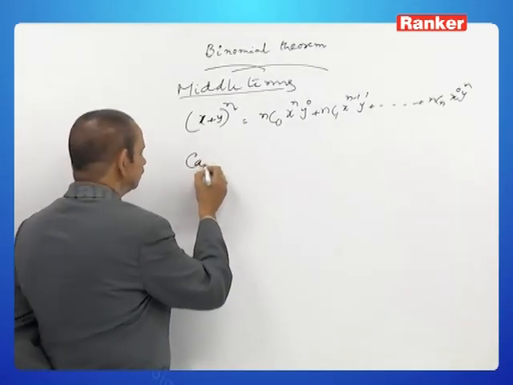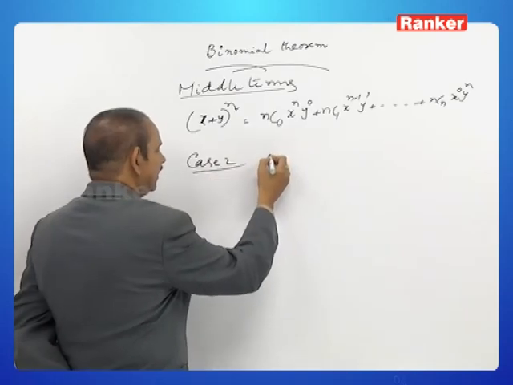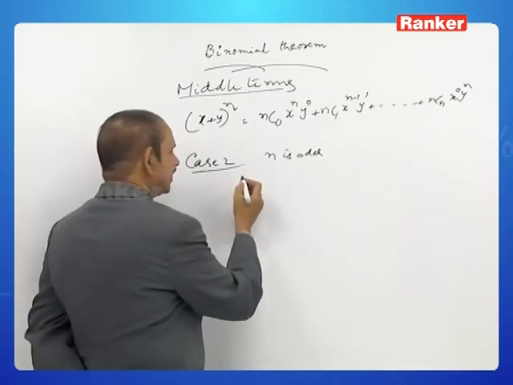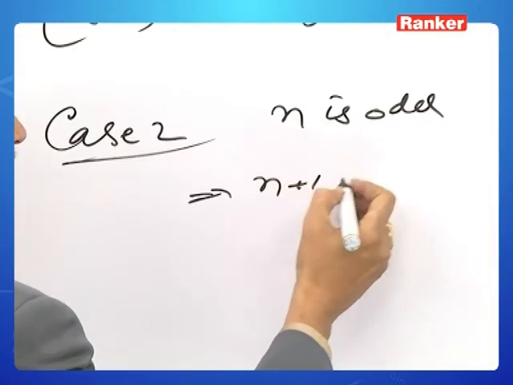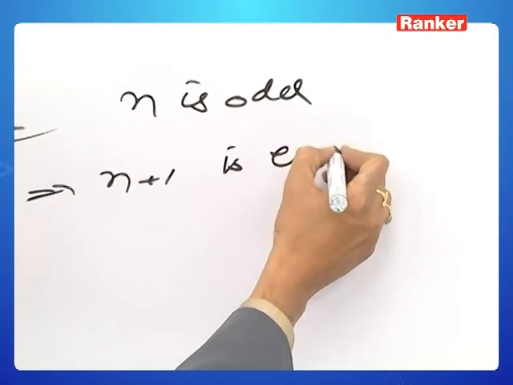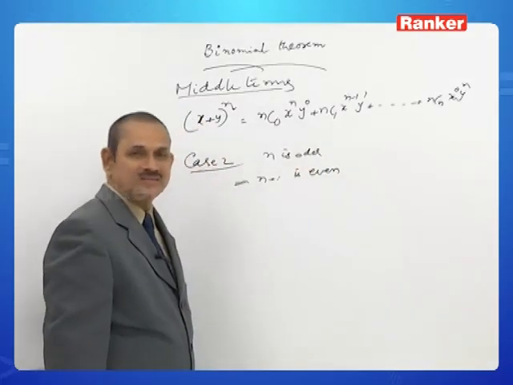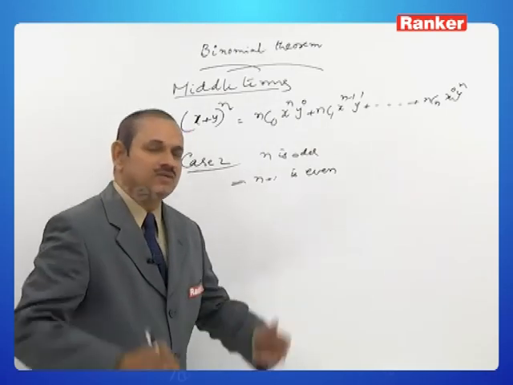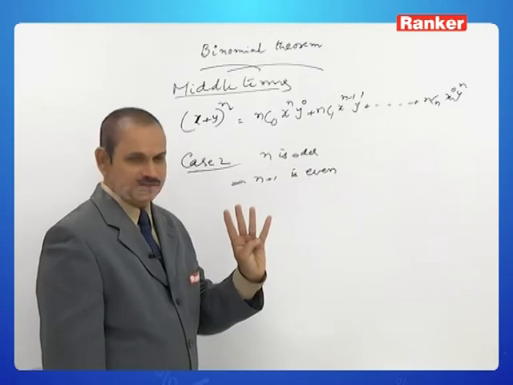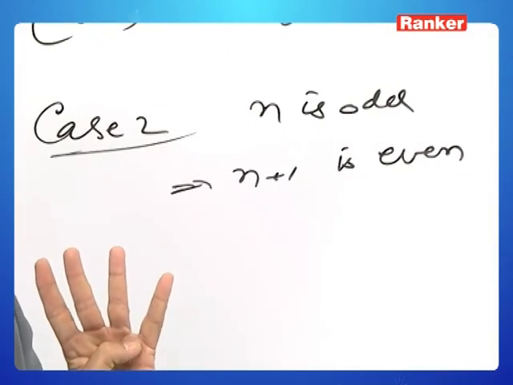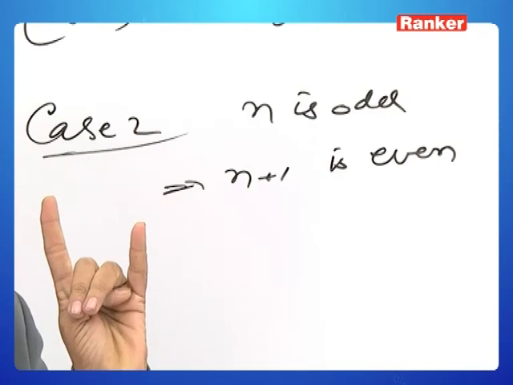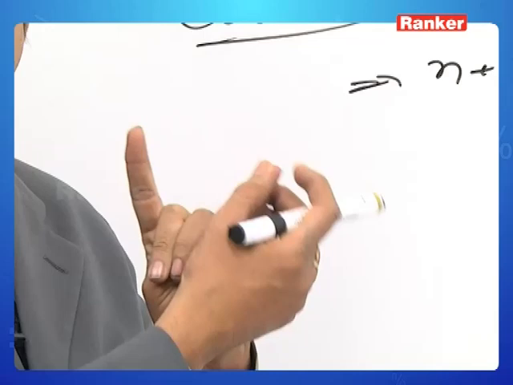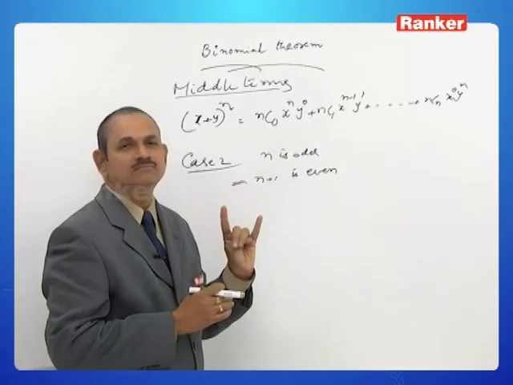Case 2. N is odd. In this case, n plus 1 is even. N plus 1 is even. So, how many number of terms are there? Number of terms is even. You see, these are 4 fingers. How many middle terms are there? This is a middle term, this is another middle term. These 2 fingers are to be called middle because one on this side, one on this side, isn't it?